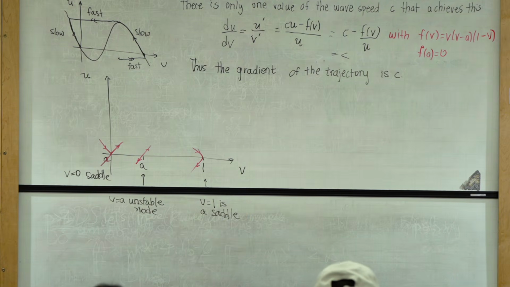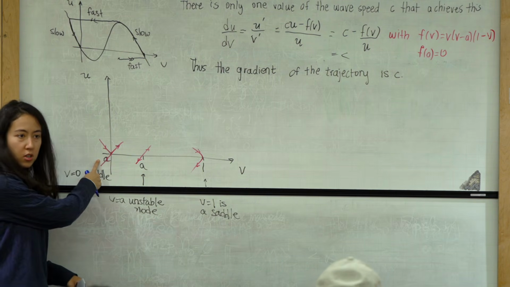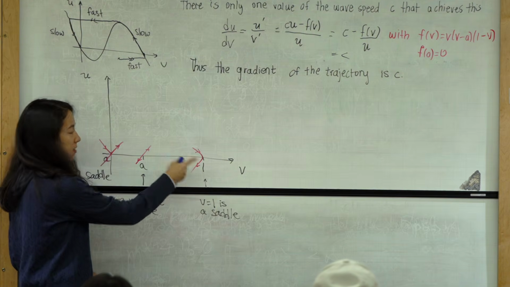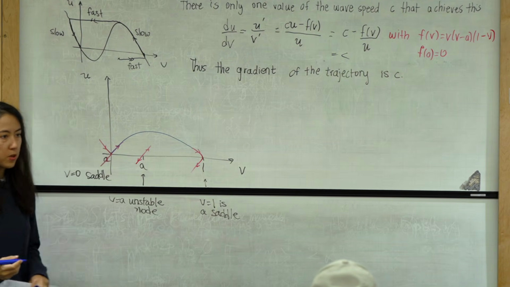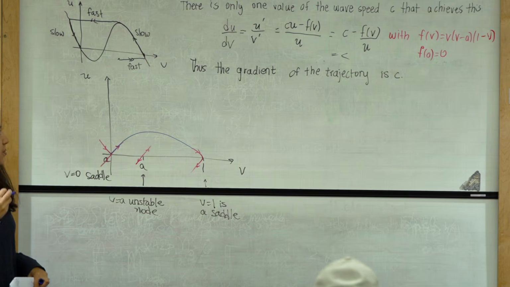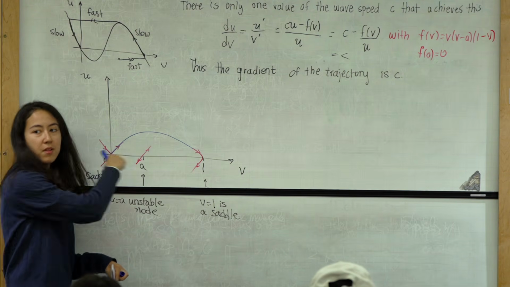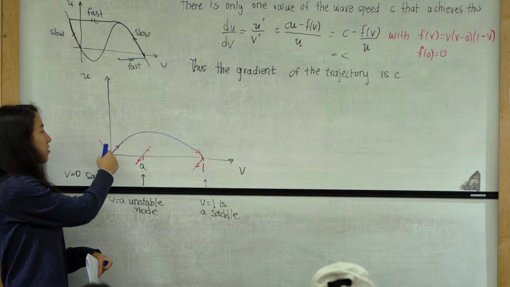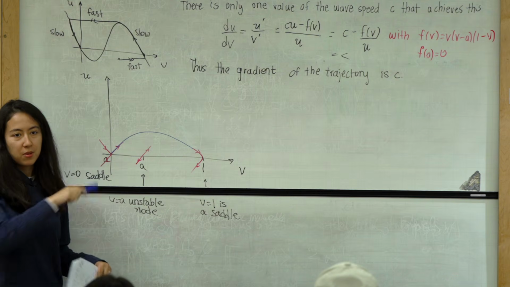Okay, so what I am claiming here is that there is only one curve that will take me from v equal to 0 to v equal to 1. There is some curve that joins these two points. And by selecting the c appropriately, this wave speed, I can go from here to here without flying off to infinity. If I don't choose my c appropriately, I might end up in one of the other trajectories, and I will not go where I want.